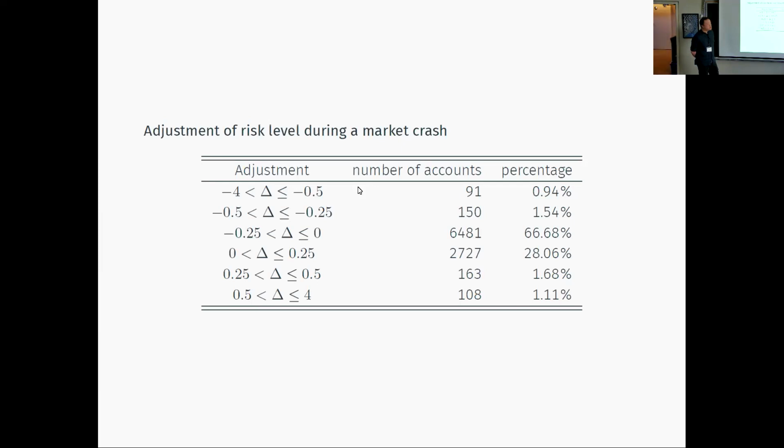So 0.25 is very little. I'd say that's approximately zero. We have 90% between minus 1.5 and 0.25, which means they maintain their risk more or less. Maybe a little bit less, but it didn't panic. Right.